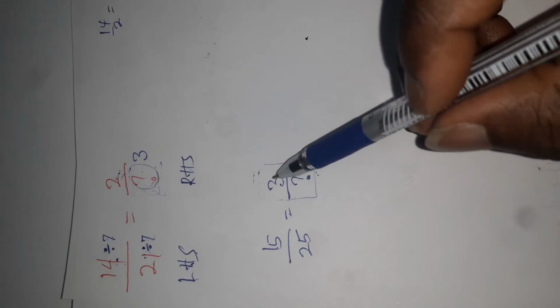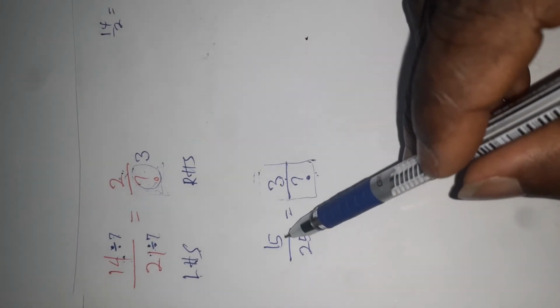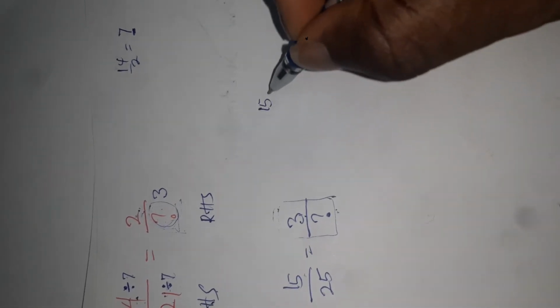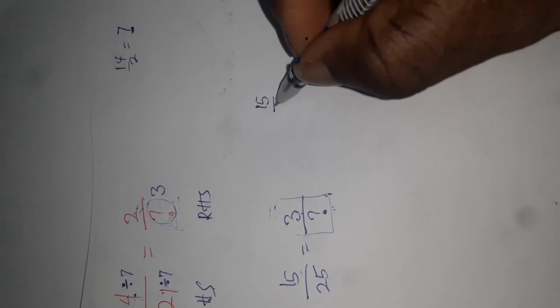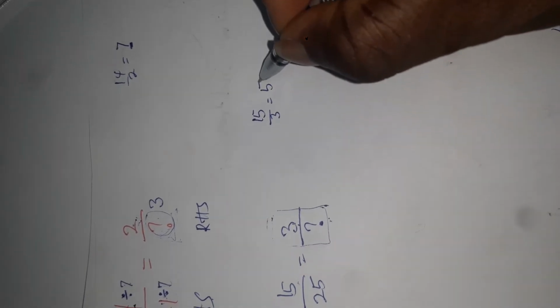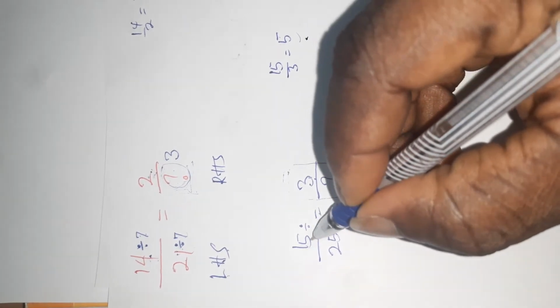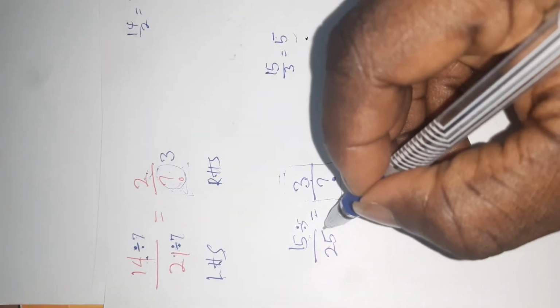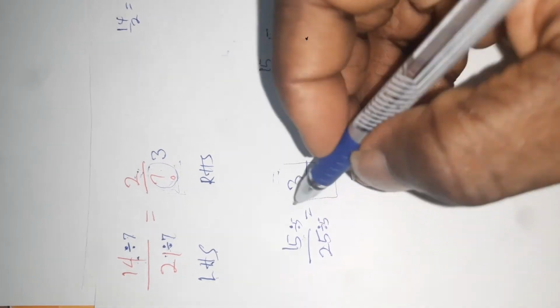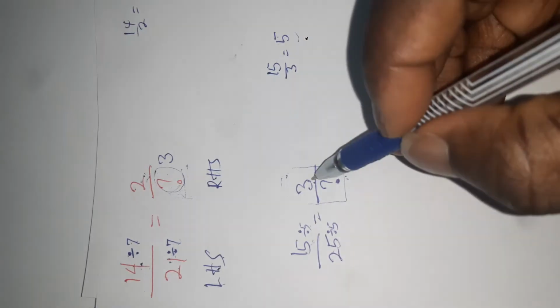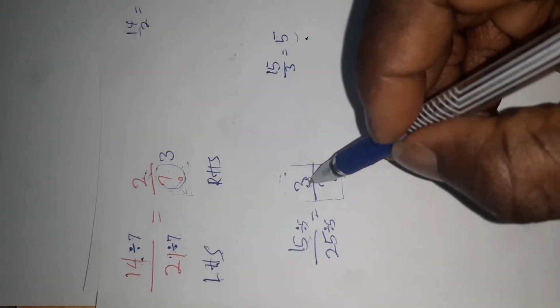Now you take 3 and use it to divide 15. Check, if you take 15 divided by 3 will give you what? 5. So this 5, you are going to use it to divide your numerator and your denominator. Now 15 divided by 5 will give you 3. Can you see your 3?